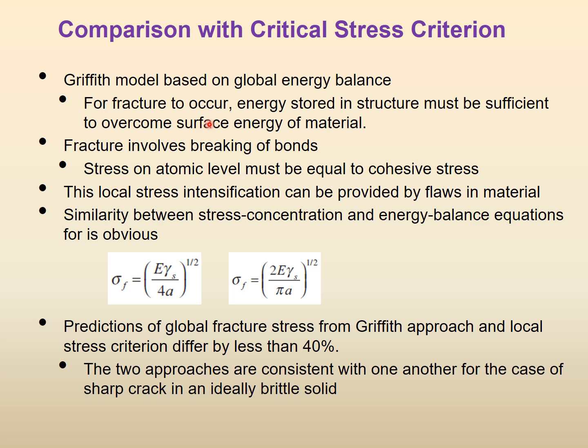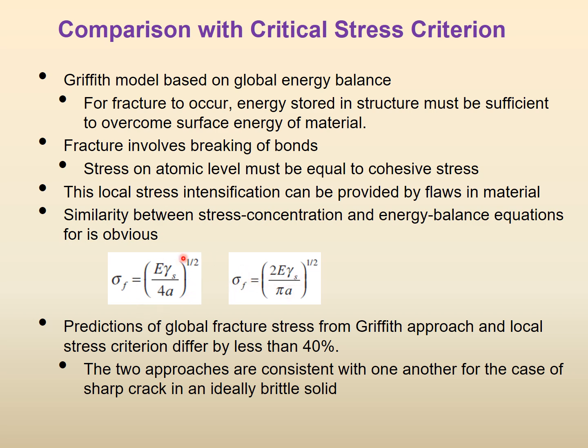For fracture to occur, energy stored in the structure must be sufficient to overcome the surface energy of the material. Fracture involves breaking of bonds. A stress on the atomic level must be equal to the cohesive stress. This local stress intensification can be provided by flaws in the material. The similarity between the stress concentration and the energy balance equations is obvious. This is the earlier equation, this is the current equation: E gamma s by 4a, 2E gamma s by pi a.